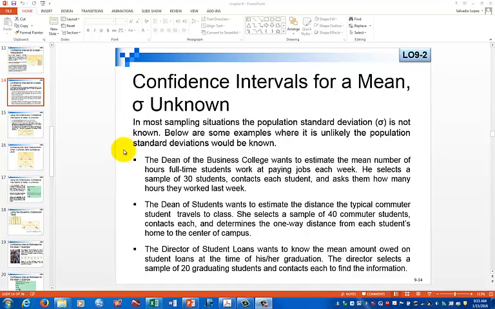Section 2 of Chapter 9 discusses confidence intervals for a mean when sigma is unknown. In most sampling situations, the population standard deviation, sigma, is not known. You can read this in slide 14, these examples. But in most situations, we have no idea what sigma is.